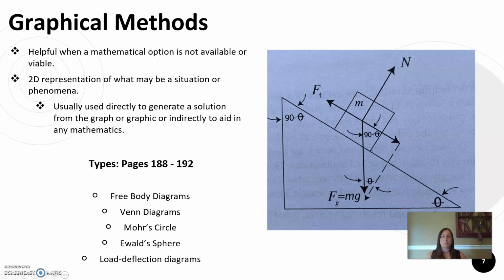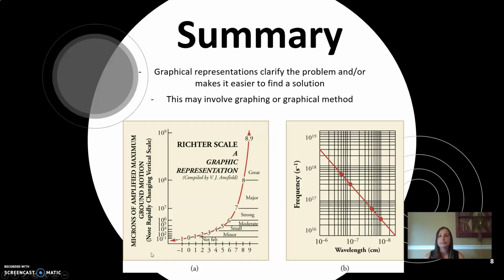These are pretty high level from what I gathered from the textbook, so I didn't want to spend the time within this video to discuss them. But if you are curious about diffraction gratings, feel free to go ahead and look within pages 188 to 192.